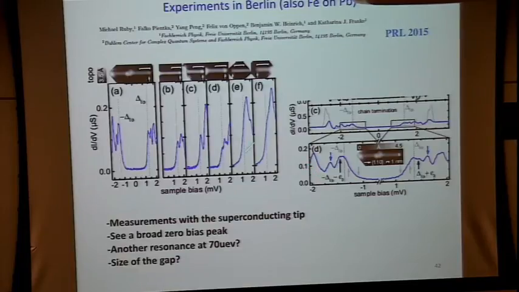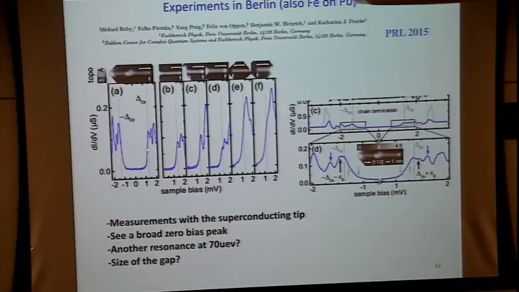It was done in Berlin by Katharina Franke's group. She used a superconducting tip to study these chains. Now a superconducting tip has this Van Hove singularity of the BCS density of states. It gives you a little bit more resolution. And now your zero bias peak should not appear at 0. It should appear at the gap of your tip, because you're measuring your sample with a tip that has a gap. And they indeed see this zero bias peak.